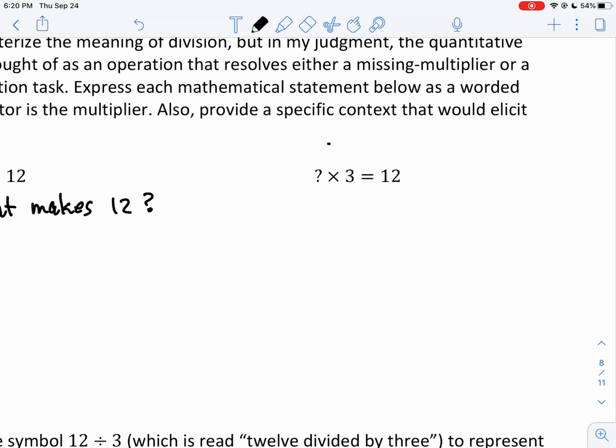The next one would be, well, this time it's the multiplier we don't know. So we don't know how many copies. So we might phrase this one as how many copies?